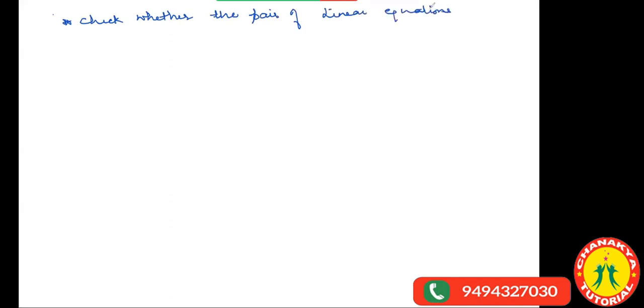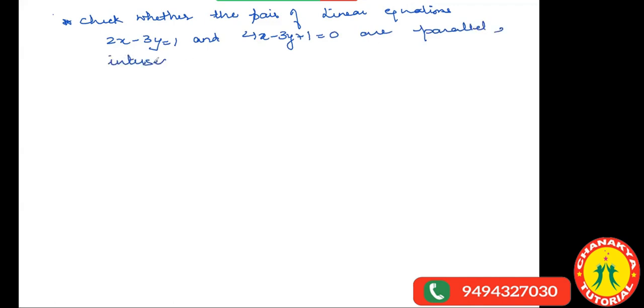Next is: check whether the pair of linear equations 2x minus 3y is equal to 1 and 4x minus 3y plus 1 is equal to 0 are parallel, intersecting, or coincident lines. Solve it, children, and tell me which type of lines they are.